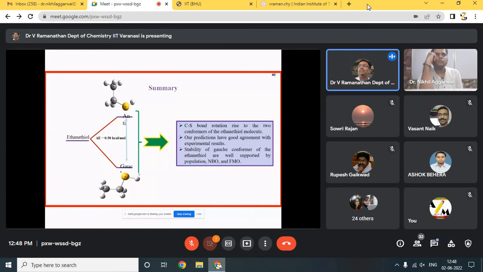In summary, the CS bond rotation gives rise to two conformers of the ethane thiol molecule. One is the anti form, and the other, two minima, are the gauche form. And this gauche form that you get is a similar conformer that arises out of the CC bond rotation also. So these predictions have very good agreement with the experimental result that has been reported in the literature. Additionally, we also give justification for why this gauche conformer is stable through NBO population analysis and frontier molecular orbital calculations.